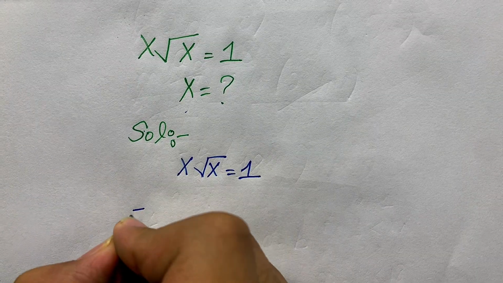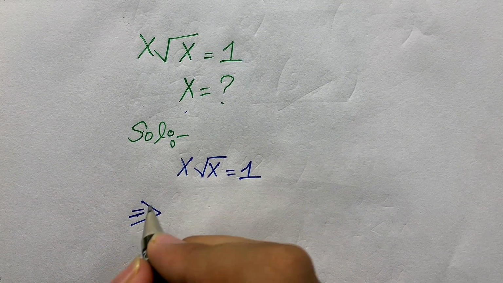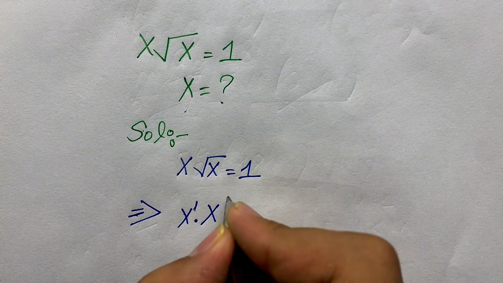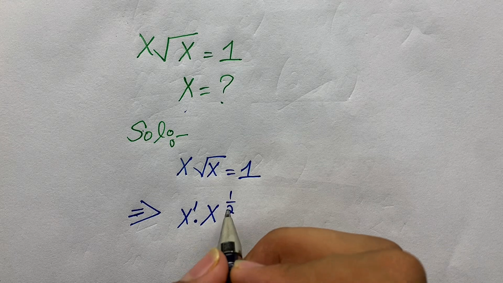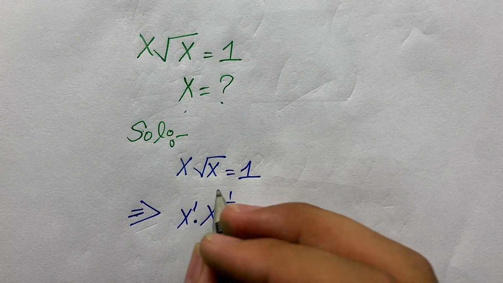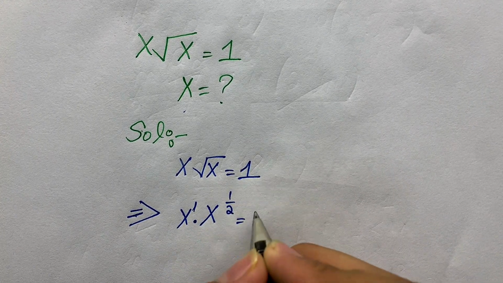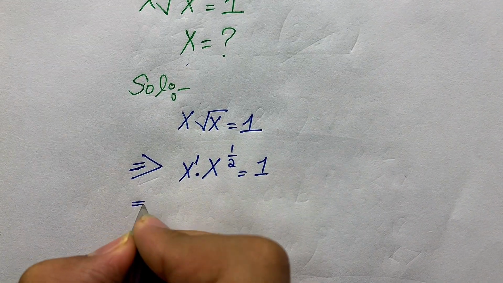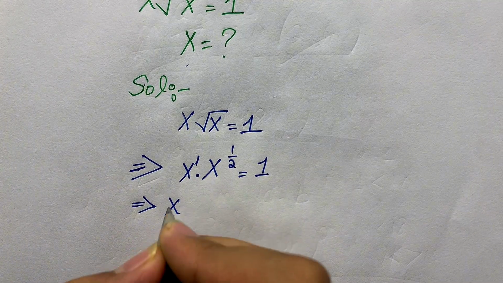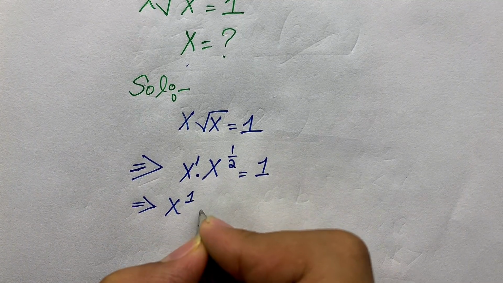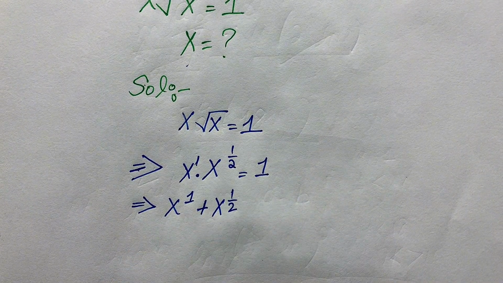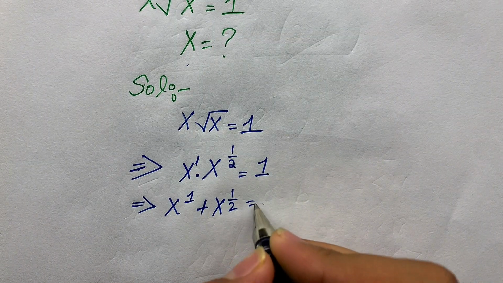So this will be x to the power 1 into x to the power 1 divided by 2, the square root being the power 1 divided by 2. So this will be x to the power 1 is equal to 1.